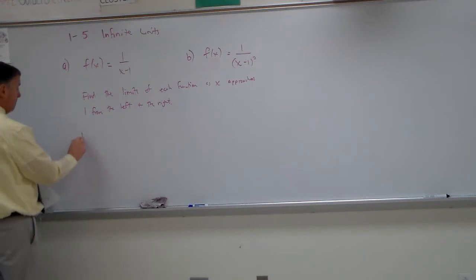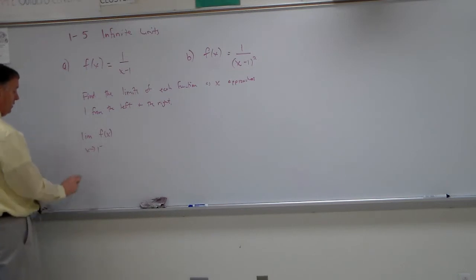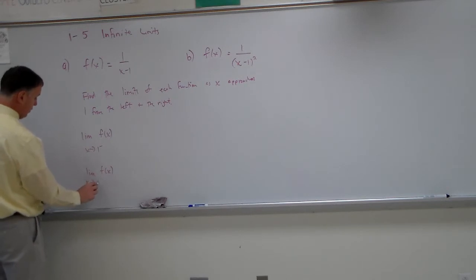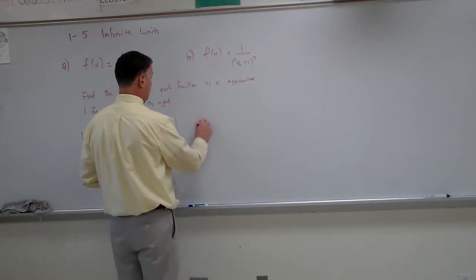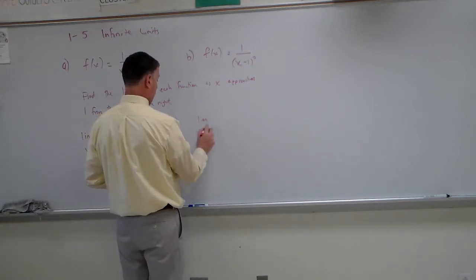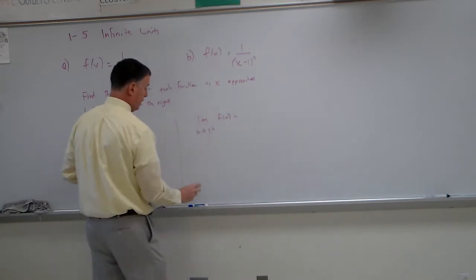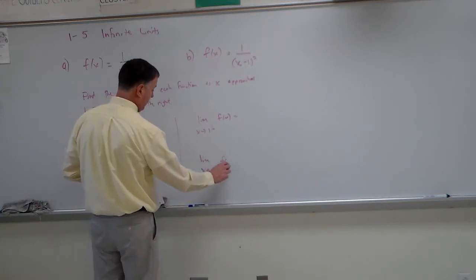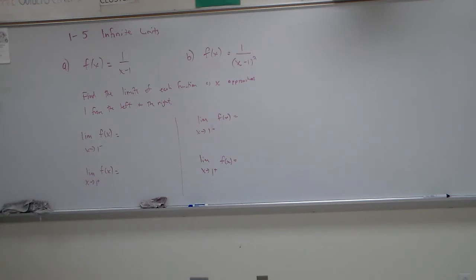So this would be the limit of f of x as x approaches 1 from the negative side, the limit of f of x as x approaches 1 from the positive side, and then over here, the limit as x approaches 1 from the negative side of this function, and the limit as x approaches 1 from the positive side of that function. Type those in and see what you get. Graphing calculator, please.